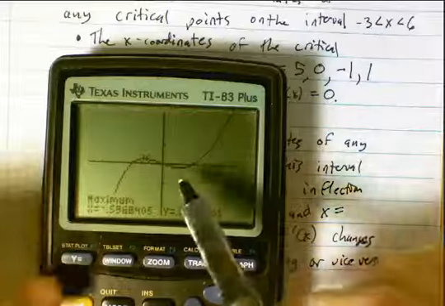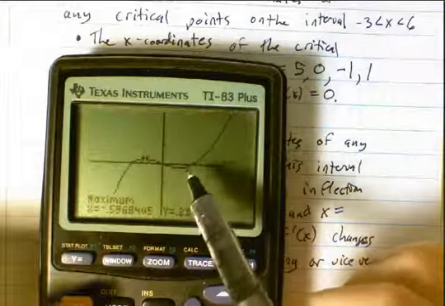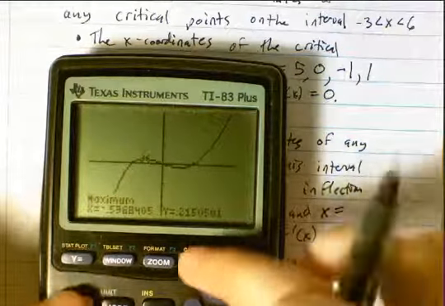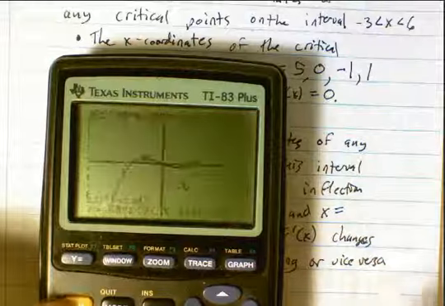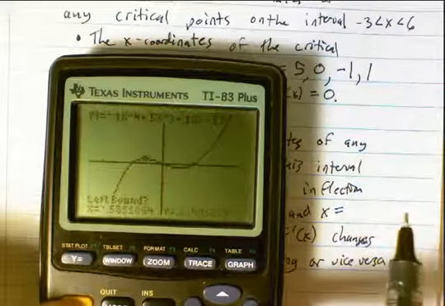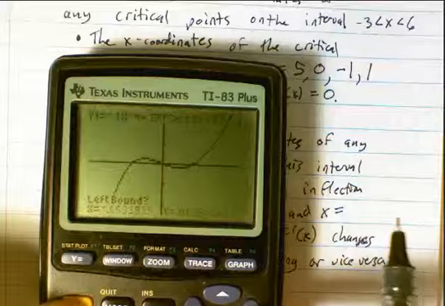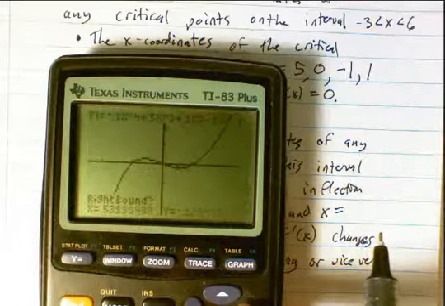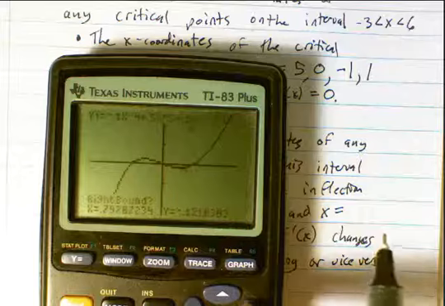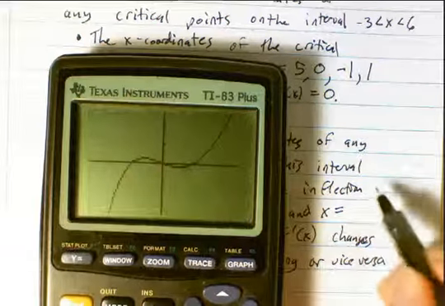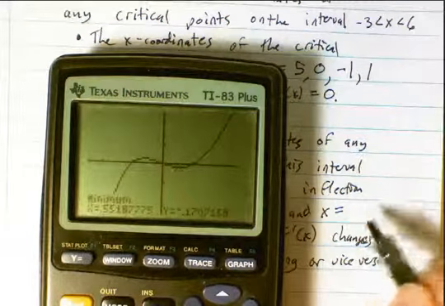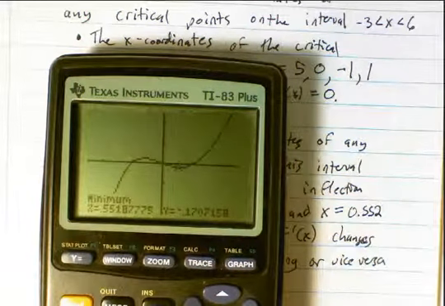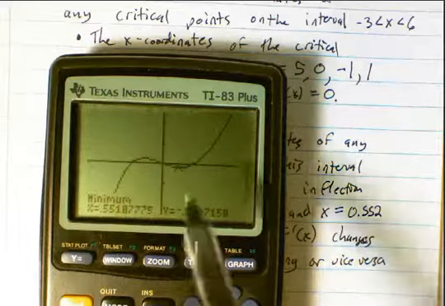Let's do that again over here, but now instead of looking for a maximum, we're looking at a minimum, where it goes from decreasing to increasing. So second calc, 3 is a minimum. I'm going to start a little bit to the right side of the point that we want. Go past it, hit enter a third time. 0.552.